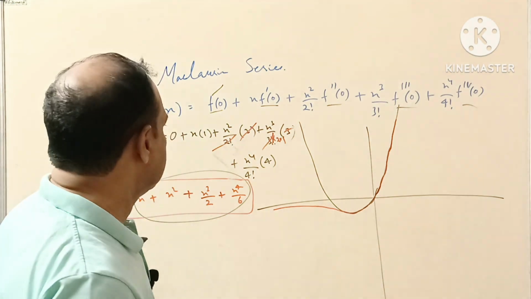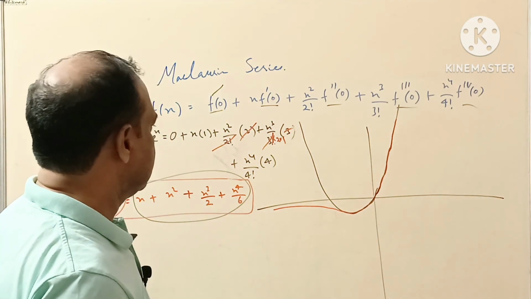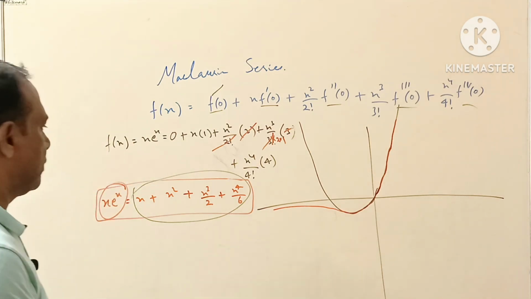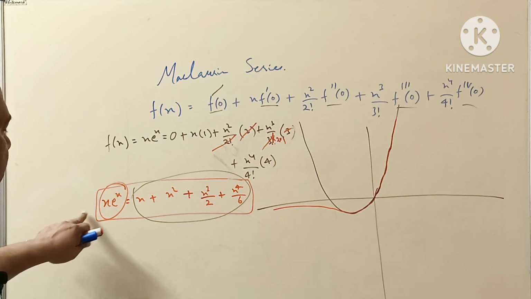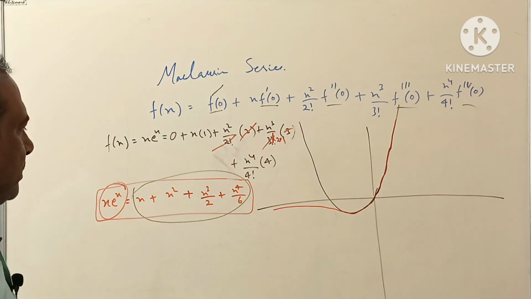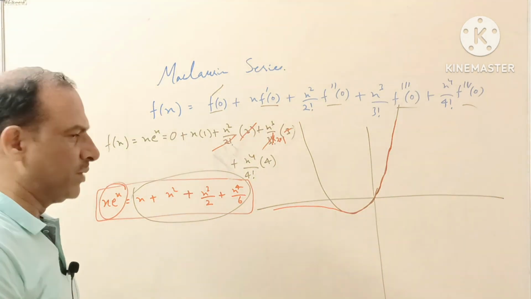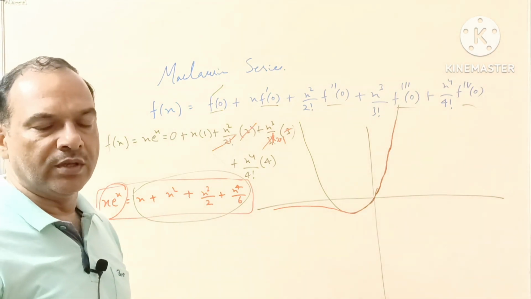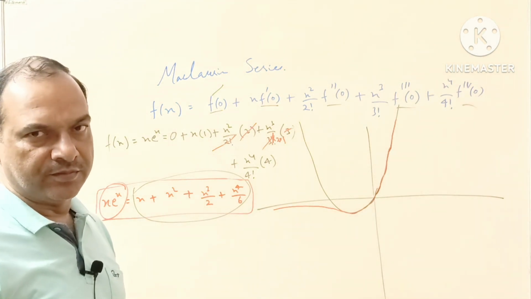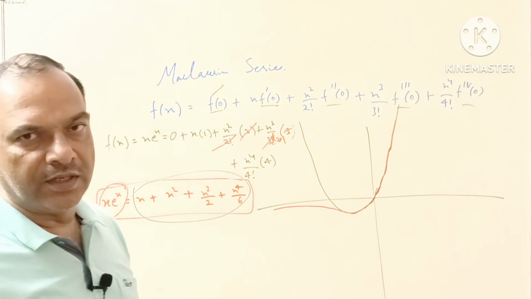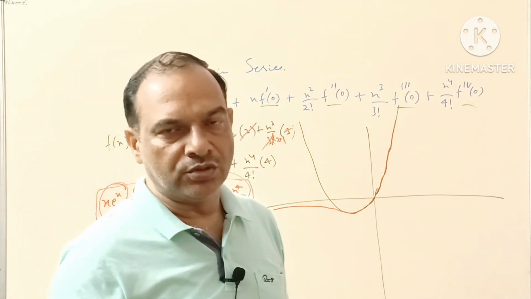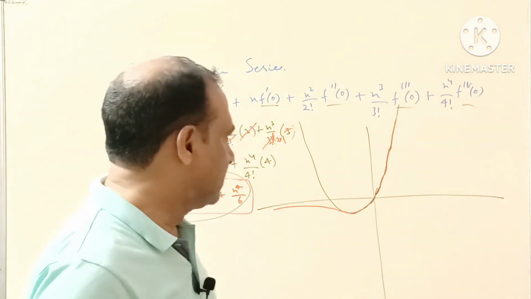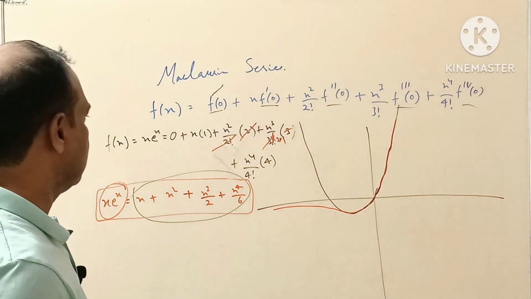Now here in this case, you are having the correct answer, and now here you can represent that x e raised to power x is equal to x plus x square plus x cube by 2 plus x raised to power 4 by 6. Means in this way we can convert the function which is having the variable x into a polynomial. This is the method of converting a function into a polynomial.